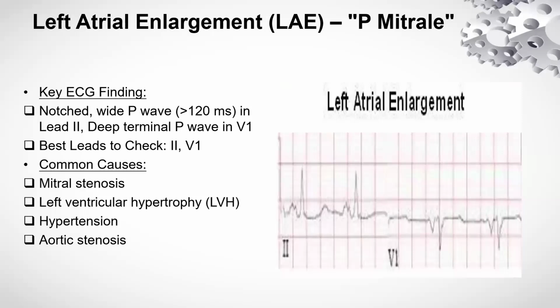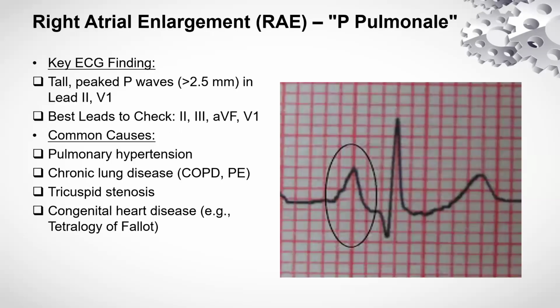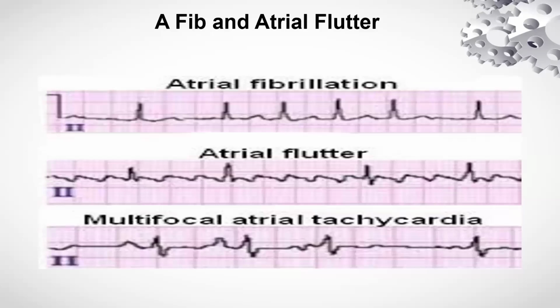So for left atrial enlargement, P mitrale, so to say, you see notched P waves that are wide. Look at the P wave here. This is the P wave on lead 2. You see that it's notched, and it's also wide. And the common cause is mitral stenosis, that's why it's called P mitrale.